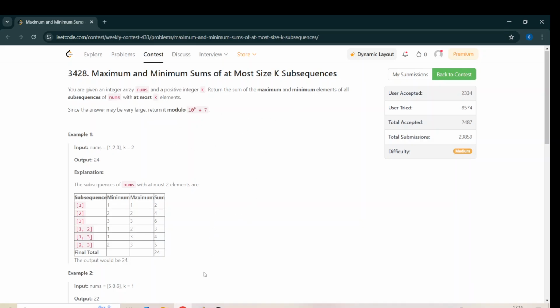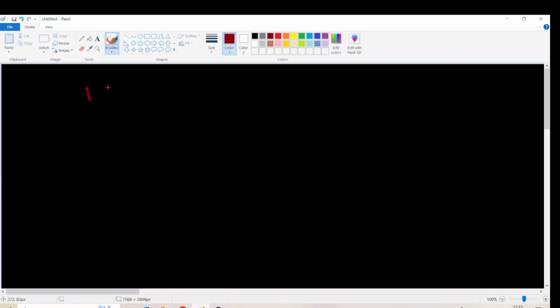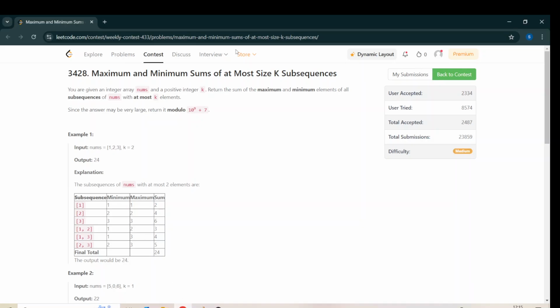most k elements. So let's take one example: 1, 2, 3, and k equals 2. So our array is 1, 2, 3, and k equals 2. That means we have to return the sum of minimum and maximum elements of all subsequences of size less than or equal to 2. So the subsequences of length one are 1, 2, 3, and of length two are 1, 2 and 2, 3. This is a subsequence, I think. Yeah, the sum is over subsequences of at most size k.